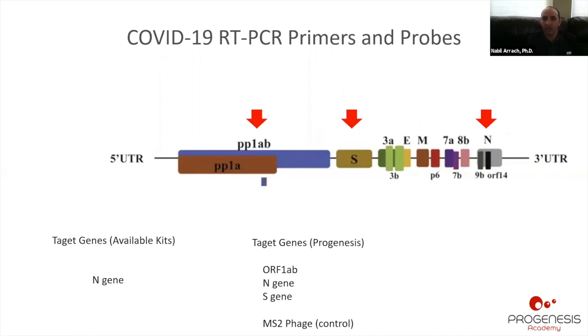Also, to avoid false negatives, if you have multiple targets, you will be able to at least identify one of them. Say if the target against S protein does not work, the N would work, or the one against open reading frame AB will work. And that minimizes the chance of having a false negative result.